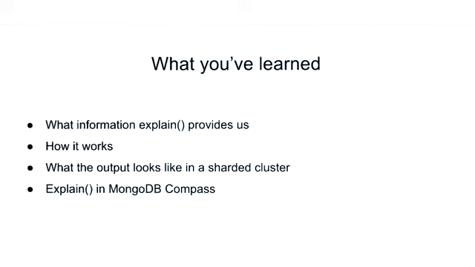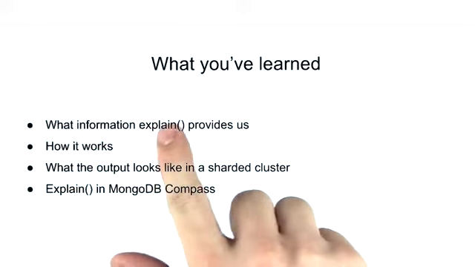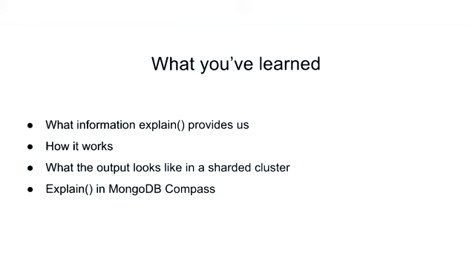Let's recap what we've learned. We've extensively looked at all the information that explain provides us. We've talked about how it works and the different arguments that we can pass it. We've seen what explain outputs look like on a sharded cluster. And we've also seen the awesome view that MongoDB Compass gives us into explain.